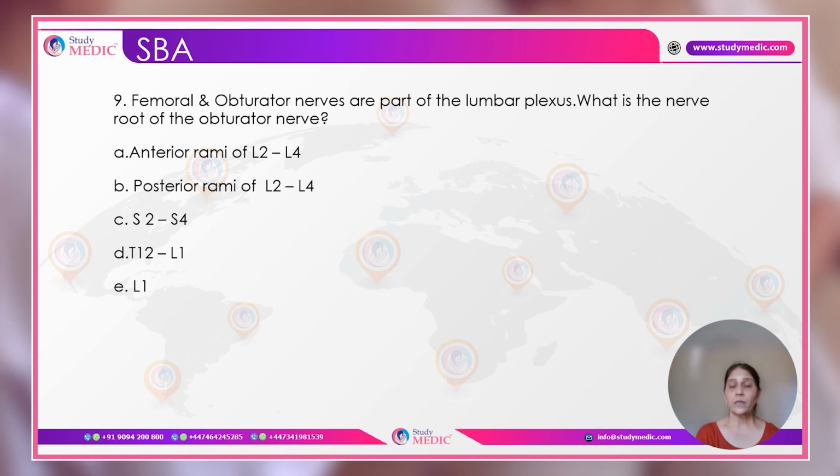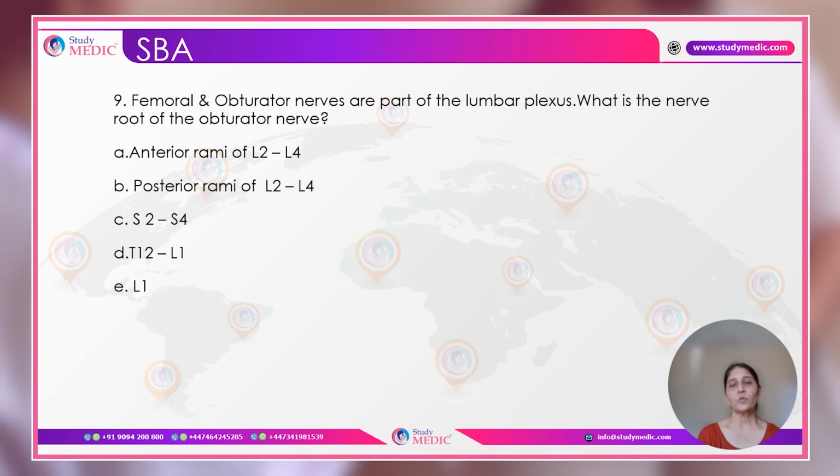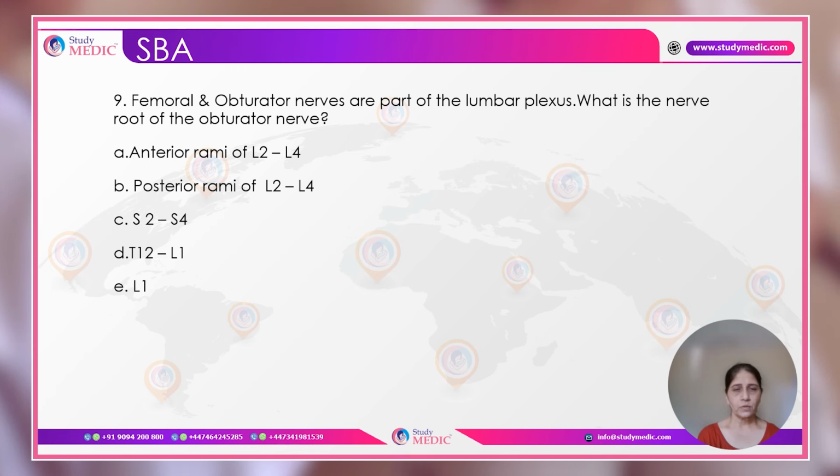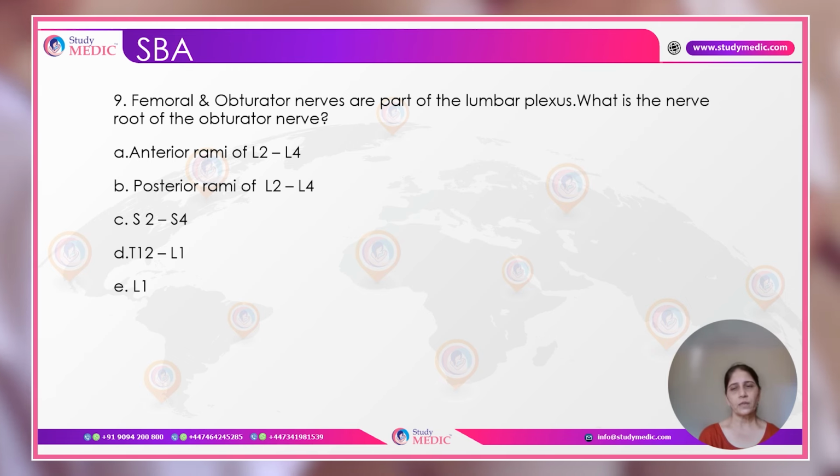Now again coming to something about the nerves. We know that femoral and obturator nerves are part of the lumbar plexus. So what is the nerve root of the obturator nerve? Femoral and obturator, both of them have the same nerve root, L2 to L4. However, there are two important differences. One of them is formed from the anterior rami and one is formed from the posterior rami.